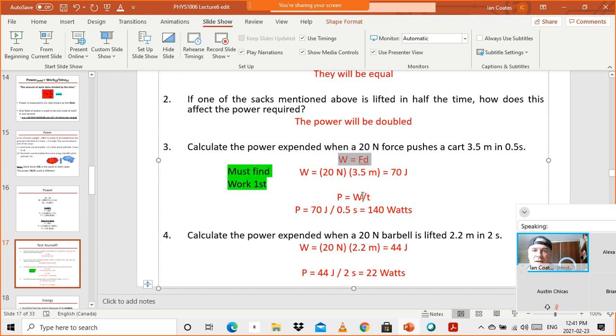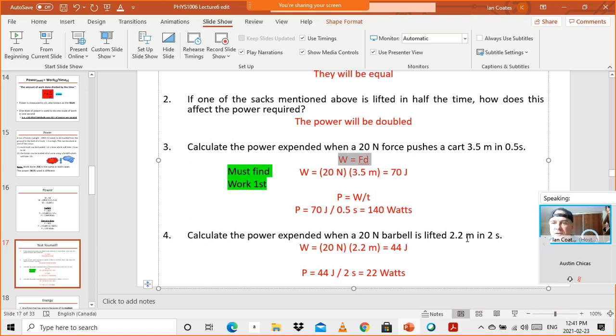What do we got here? Calculate the power expended when a 20 Newton barbell is lifted 2.2 meters in 2 seconds. So here again, calculate the power. I didn't give you power. I gave you the information there for work. And then you plug that in and away you go.